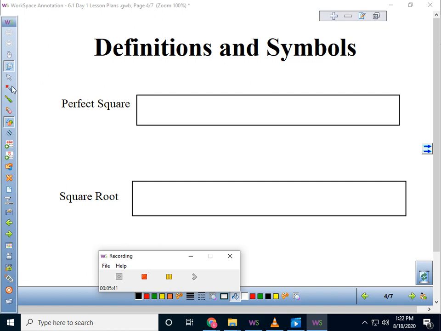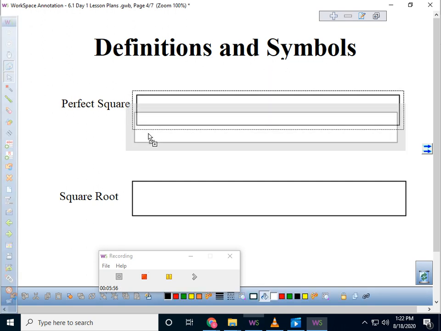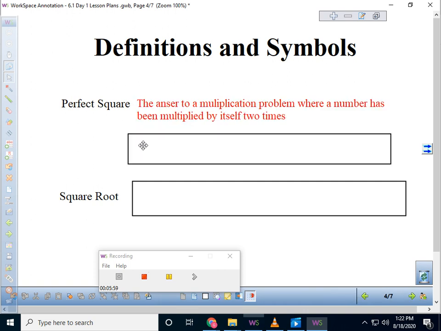Now, the first thing we're going to do is look at a perfect square. Thinking back at those last examples, where we actually had to find the area of the square, what is a perfect square? Well, let me move this box away and we can say what it is. A perfect square is the answer to a multiplication problem where a number has been multiplied by itself 2 times. Let me say that one more time. The answer to a multiplication problem where a number has been multiplied by itself 2 times.